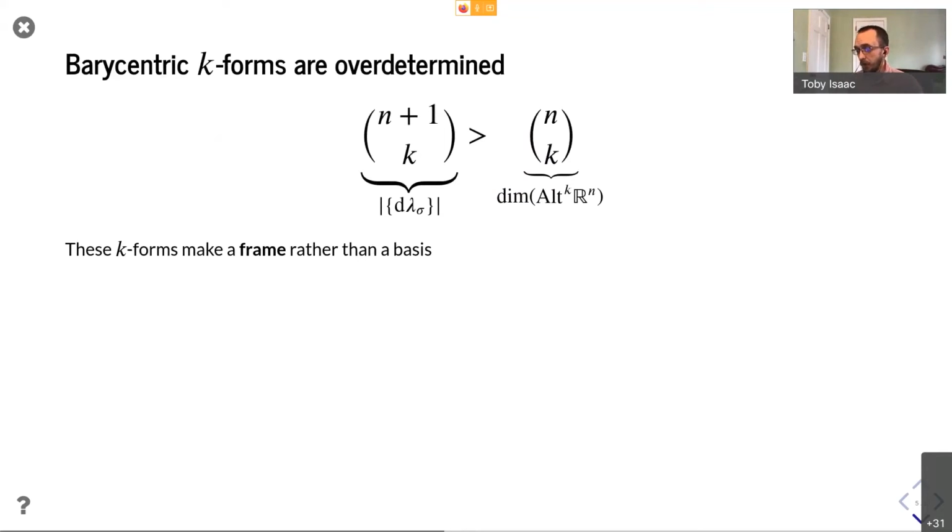But the barycentric k-forms are overdetermined. Because there are n plus 1 vertices of the simplex, we've got n plus 1 choose k of these things, and they're in a space of dimension n choose k. So they're not a basis. If you want to talk about them algebraically, we can call them a frame as opposed to a basis.